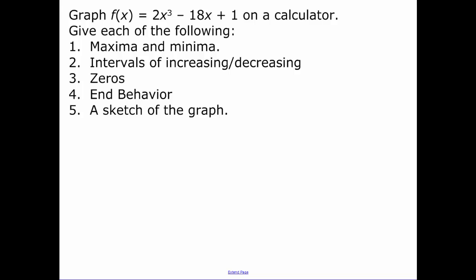Okay. What we're going to do is we're going to graph this on the calculator, and not until calculus can you do this without a calculator, but I want you guys to find the maximum and minima. The intervals of increasing and decreasing, the zeros, our end behavior, and we're going to sketch a graph of it. So pull out your calculators and put this graph on your calculator.